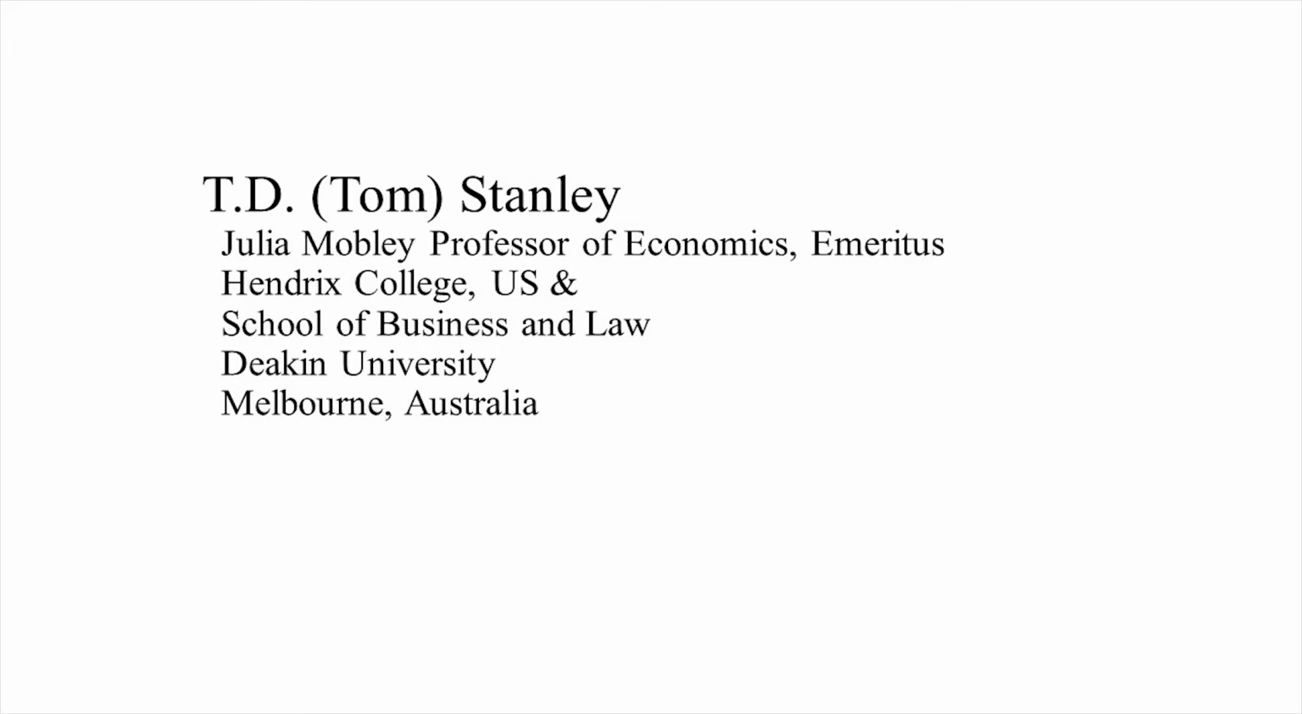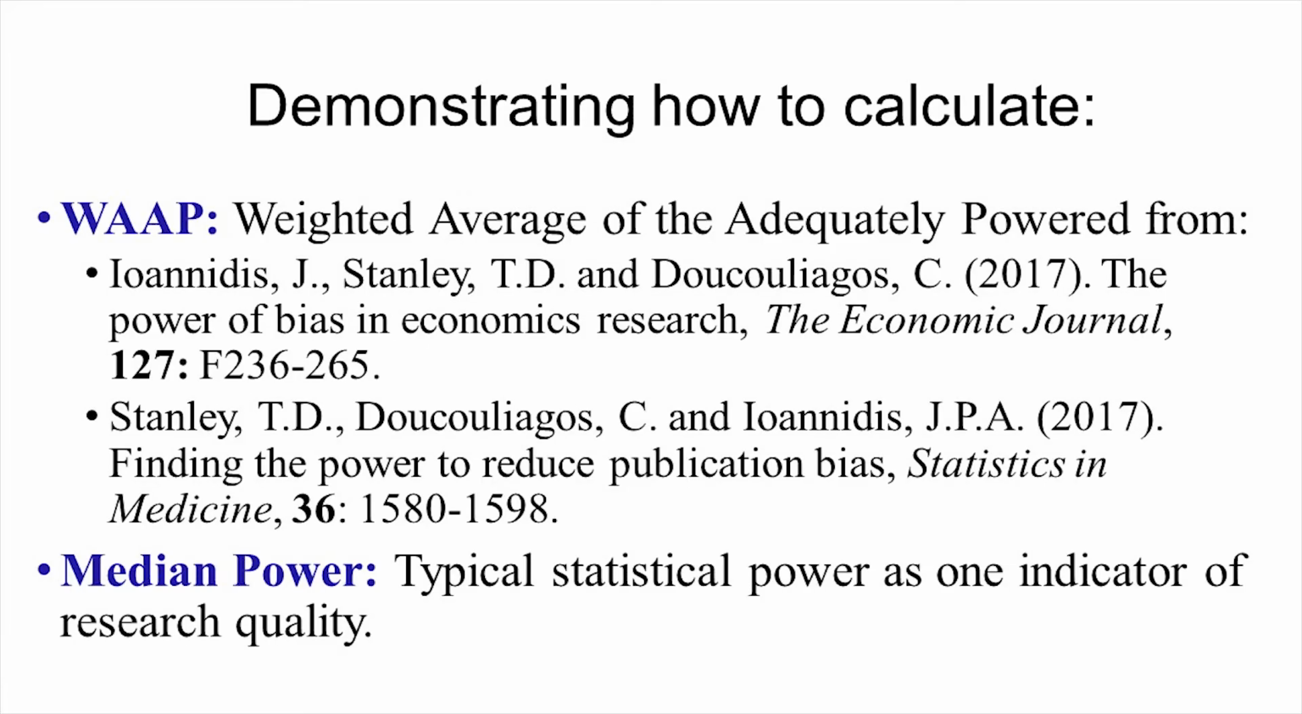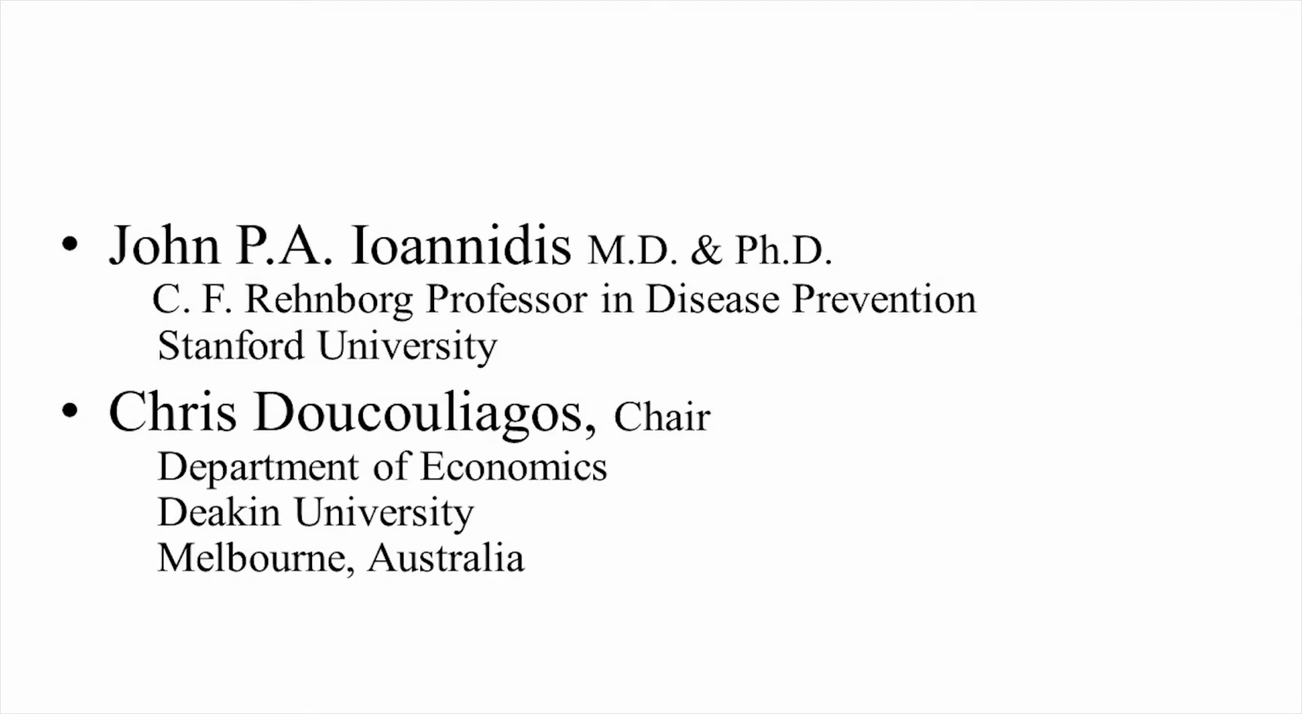Today I wish to show how to calculate the weighted average of the adequately powered, or WAP, and the median power of an area of research. In a couple of recent papers, we show how WAP reduces publication bias if some researchers select for statistical significance, at little loss if there is no publication bias. Both papers are published with John Ioannidis from Stanford and Chris Doucouliagos from Deakin University.